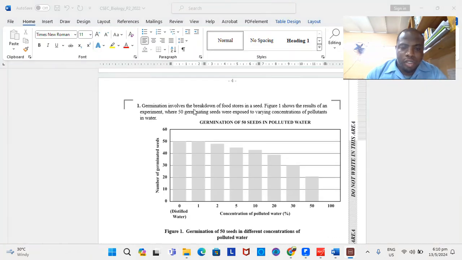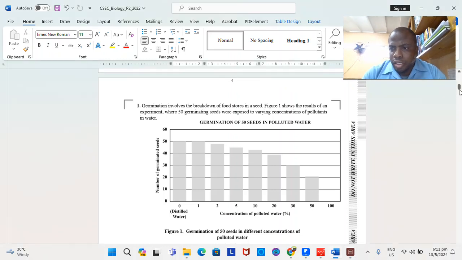So when you look at question 1, it gives a breakdown. You have a table in front of you. It says germination involves the breakdown of food stores in a seed. Figure 1 shows the results of an experiment where 50 germinating seeds were exposed to varying concentration of pollutants in water.